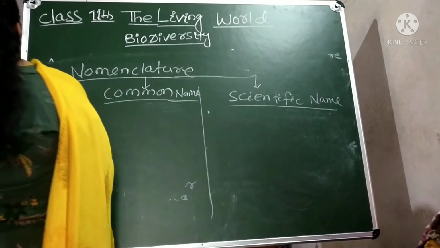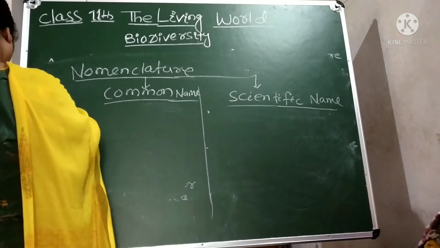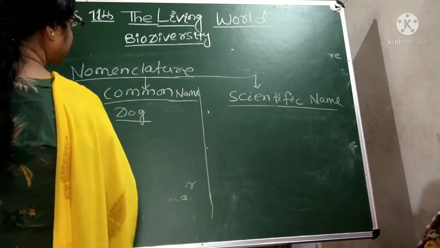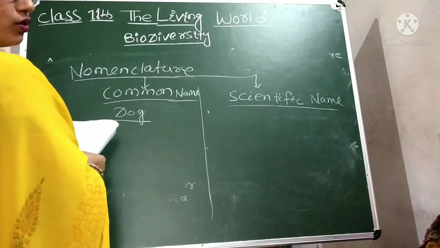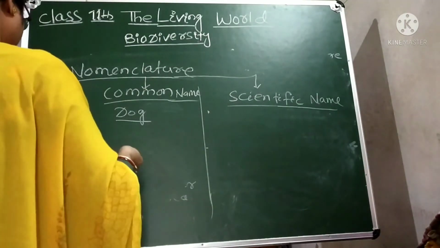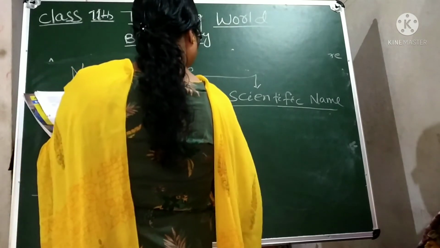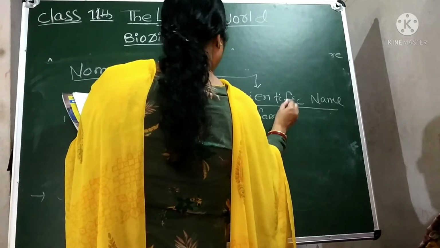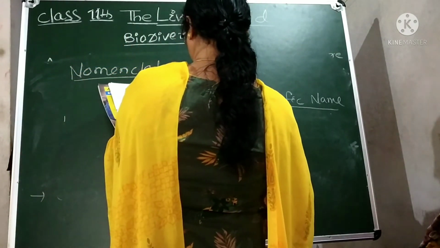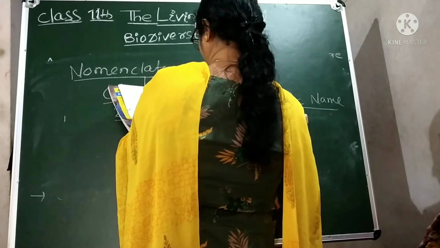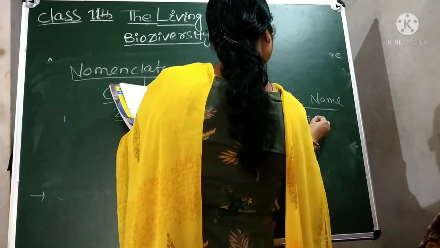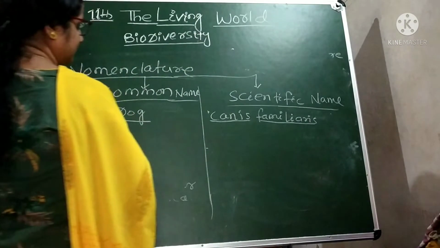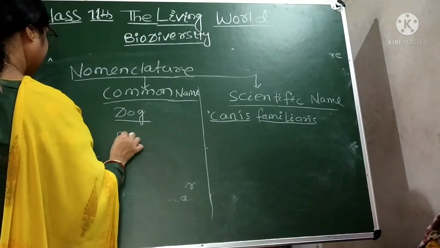For example, dog. The common name is dog, with different names kukuro, kutta, kutto, and the scientific name is Canis familiaris. Okay. The pea plant.